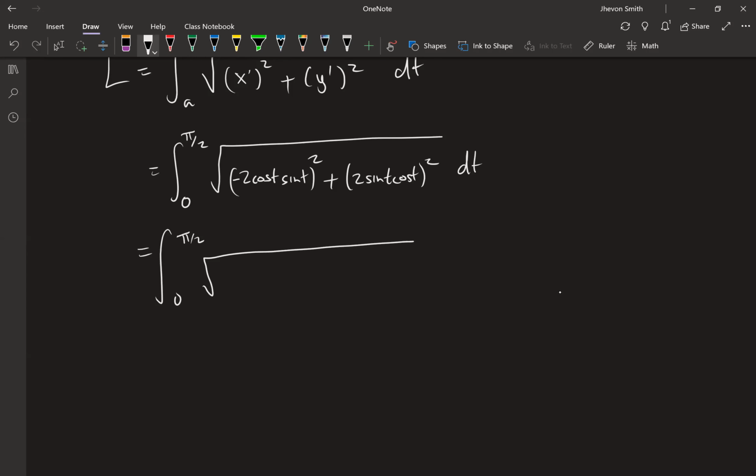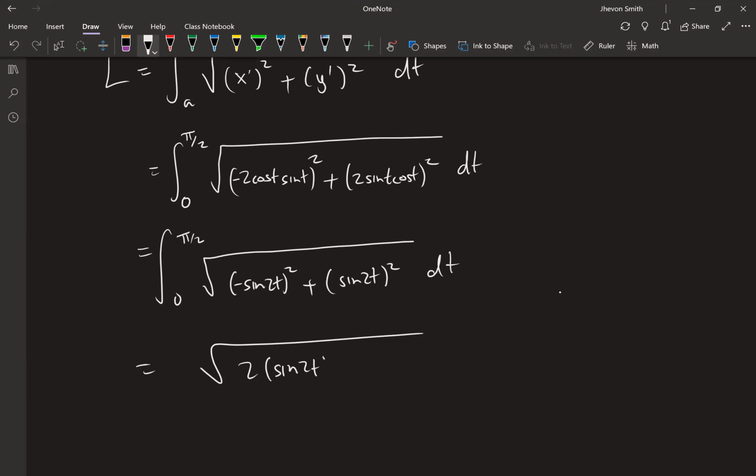Now what you can notice on the inside is that there's a half angle formula or double angle formula, however you want to think about it. But on the inside, it's minus sine 2t. And on the inside here, it's sine 2t. So notice that you have under the radical 2 sine 2t squared.